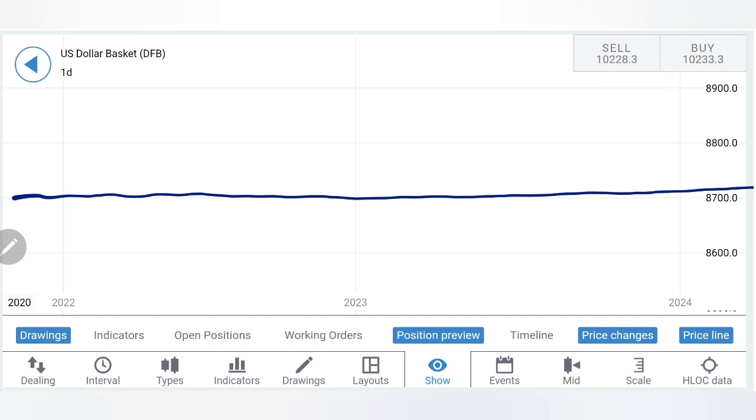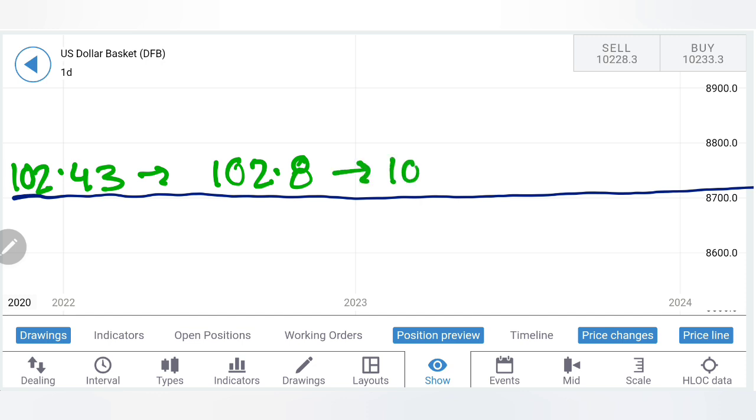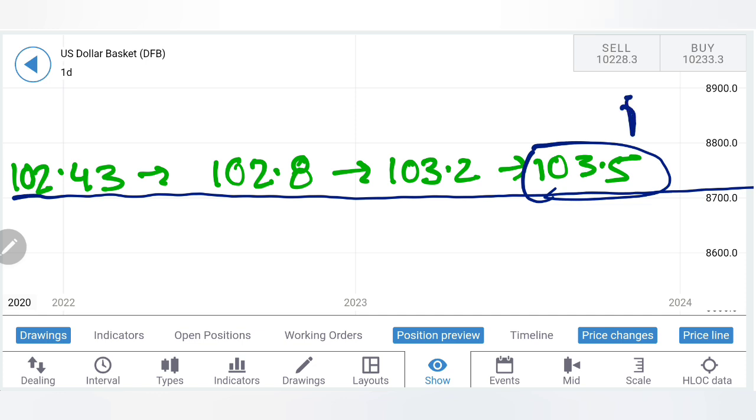Now let's start. First, where to buy. I will recommend you to buy here at 102.43, beyond which you can expect 102.8, and if it trades beyond 102.8, certainly I will look forward to 103.2, 103.5 as the next resistance. Now yes, if it stays above 103.5, the next target is directly going to be 104 and beyond that 105.5 levels.